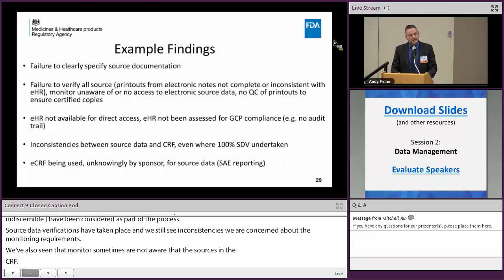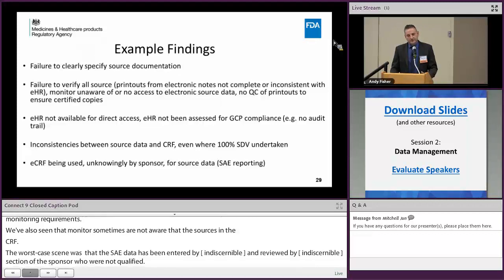The worst case scenario for that was that the SAE data had been entered by a nurse, then reviewed by staff at the pharmacovigilance section of the sponsor who weren't medically qualified. So in that case, there was a risk that an SAE could be escalated to a SUSAR and reported to us with no medical review at all, either at the investigator site or at the sponsor.